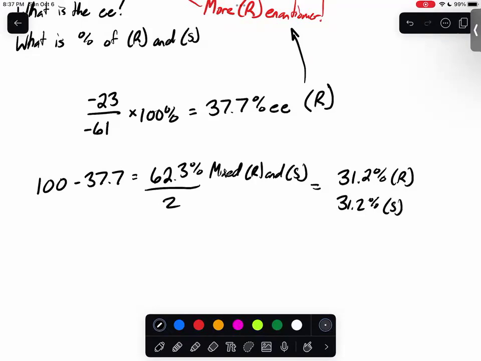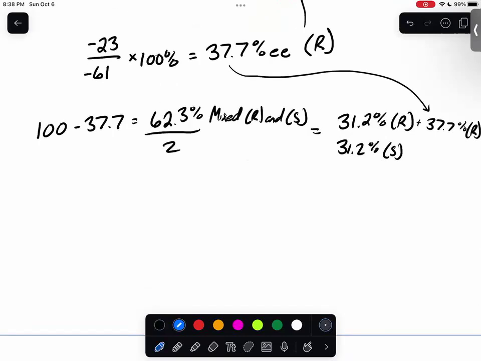Now, as a reminder, that does not tell us the full 100% of the story because now we need to take that EE and add it on here. So that 37.7% enantiomeric excess of R will come into play right now. If we add that onto that 31.2, what we'll find is that the R enantiomer makes up 68.9% of the mixture, and then the S enantiomer makes up that 31.2% of the mixture.